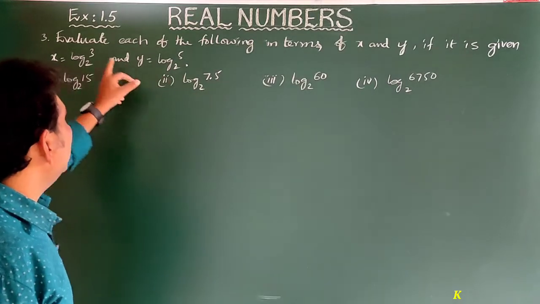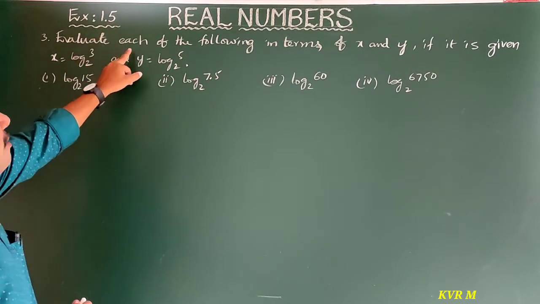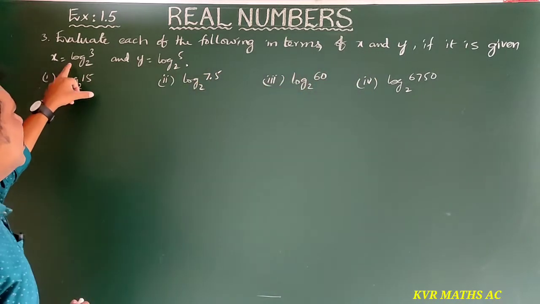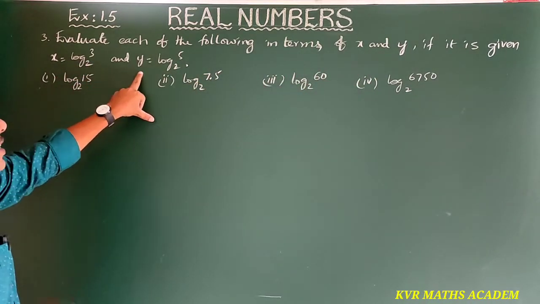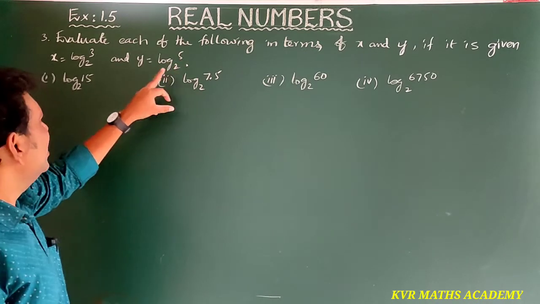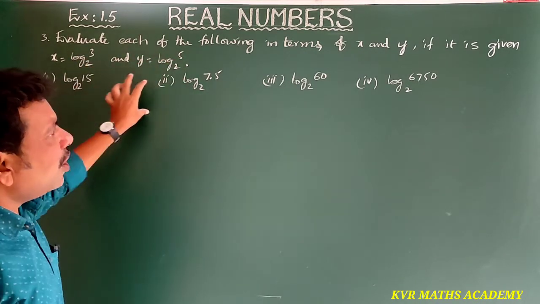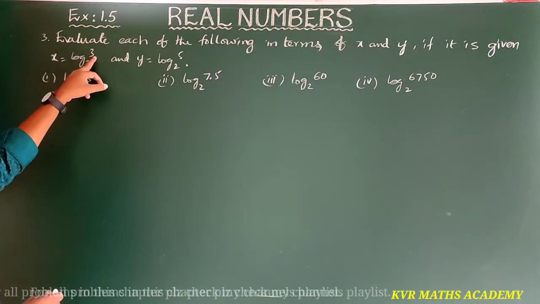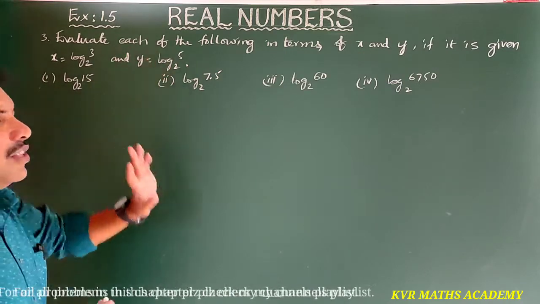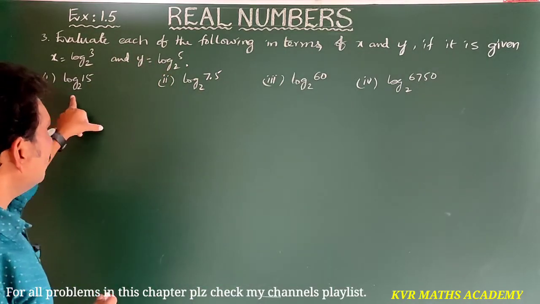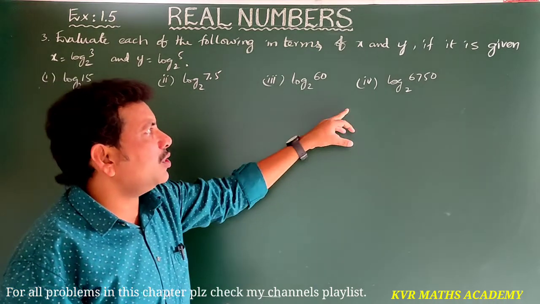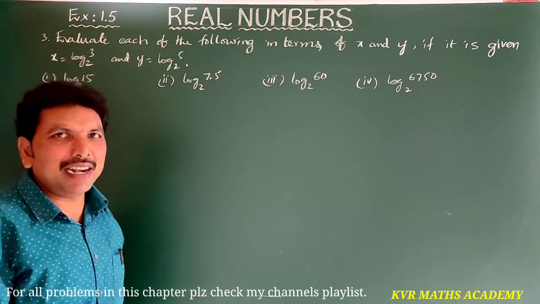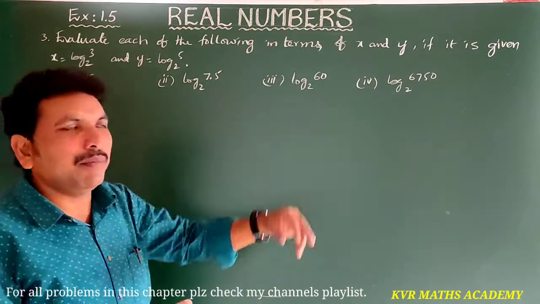See, this is the third question in exercise 1.5. Evaluate each of the following in terms of x and y, if it is given that x is equal to log 3 to the base 2 and y is equal to log 5 to the base 2. So, we have to write these expressions in terms of x and y. Here there are 4 problems in total.